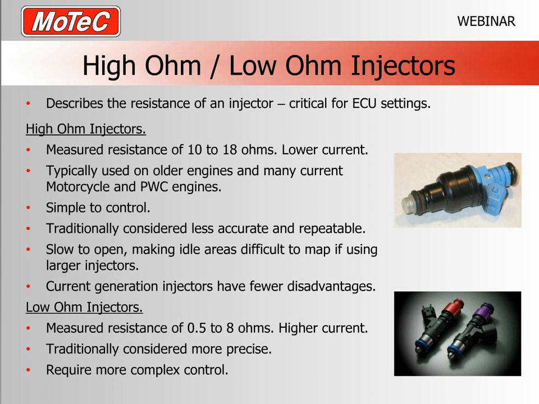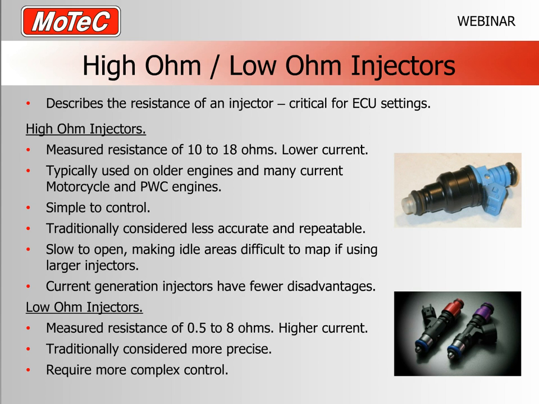Okay, now quickly we'll look at injectors. There are basically two types of injectors that we can deal with: high ohm injectors and low ohm injectors. So all we're describing here is the DC resistance of the injector. Now it's important here to get this correct because in particular with low ohm injectors, you can damage or destroy these injectors if you don't have the right settings in your ECU.